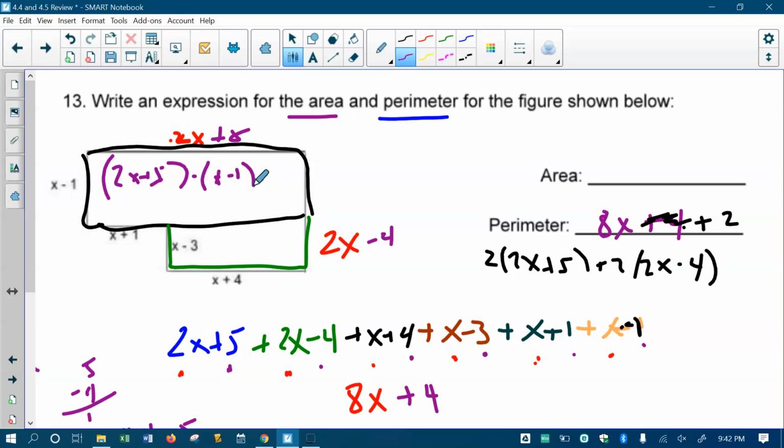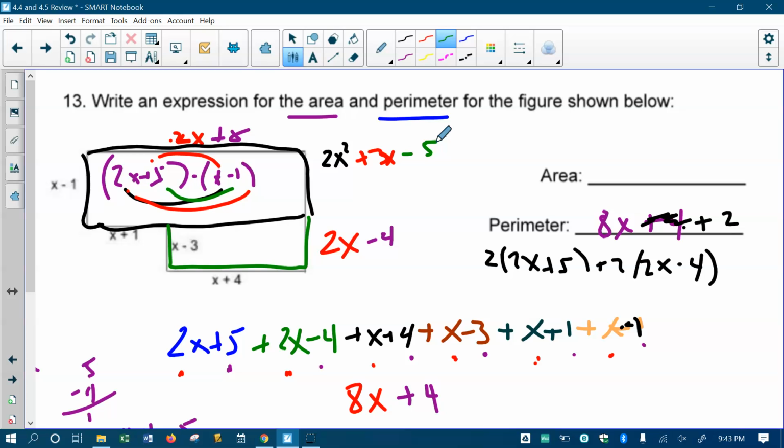Thankfully, I know how to do that problem. So I'm going to go and do that right now. 2x plus 5 times x minus 1 is going to be, with these two, I get 2x squared. And then I get a minus 2x plus 5x, which is going to be plus 3x. And then I get a minus 5. Okay, that's my first area.